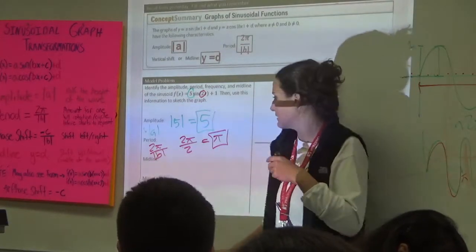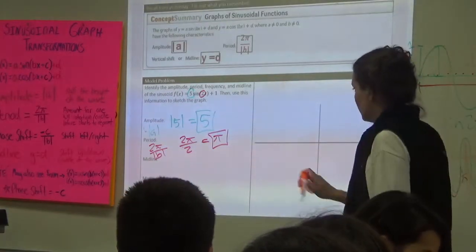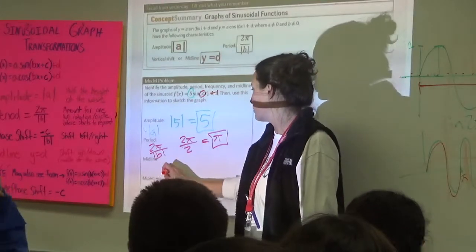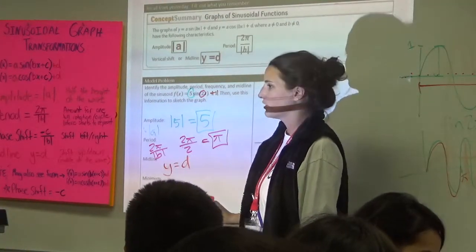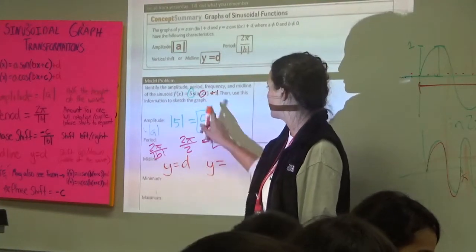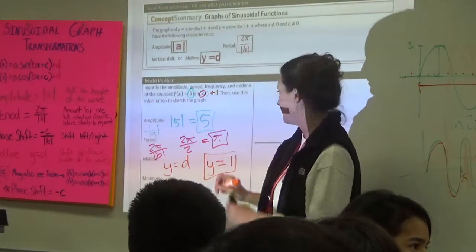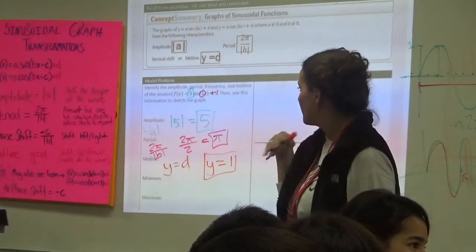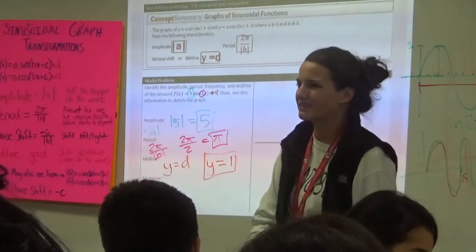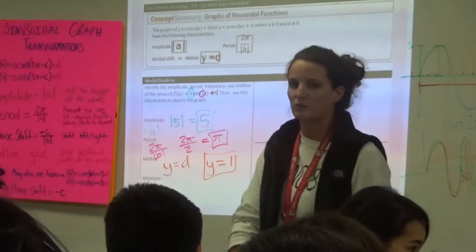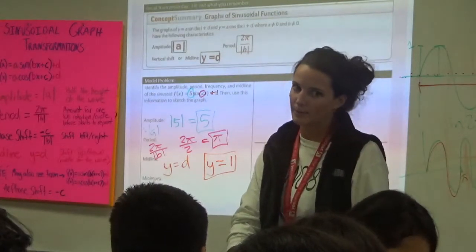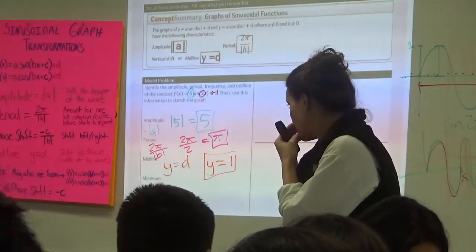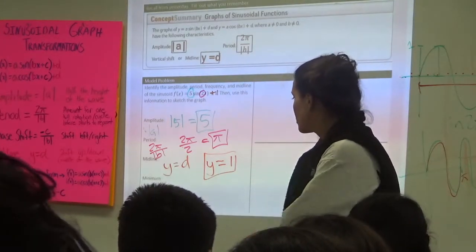Next up, the midline. Orange, we'll do orange. We said the midline is an equation, y equals d. So in this case, that would be y equals 1. Not that bad. Okay, for our minimum and our maximum, we can think about it and do the math, but I think that the minimum and the maximum come really easy once you graph it anyways, because you just see where the top and the bottom are, and we can write them down.